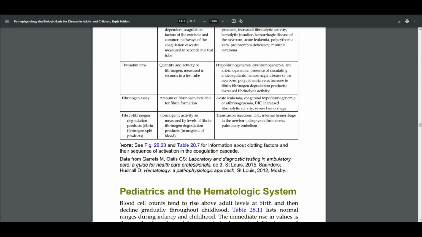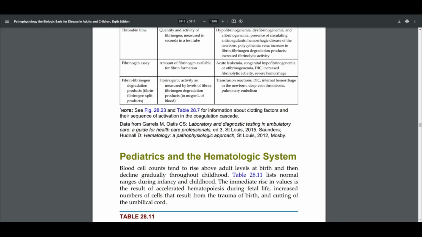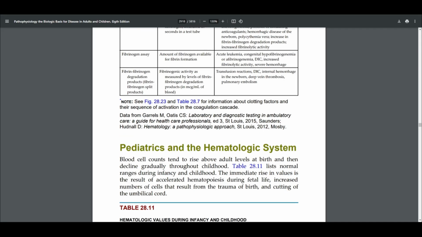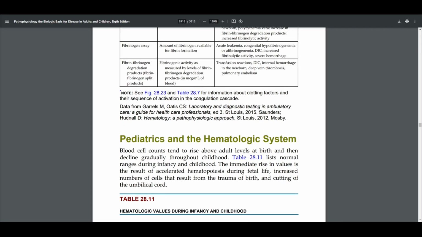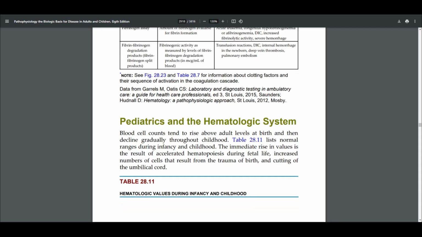Okay, so talking about the pediatrics and the hematologic system. Blood cell counts tend to rise above adult levels at birth and then decline gradually throughout childhood. The following table lists normal ranges during infancy and childhood. The immediate rise in values is the result of accelerated hematopoiesis during fetal life, increased number of cells that result from trauma of birth, and cutting of the umbilical cord.